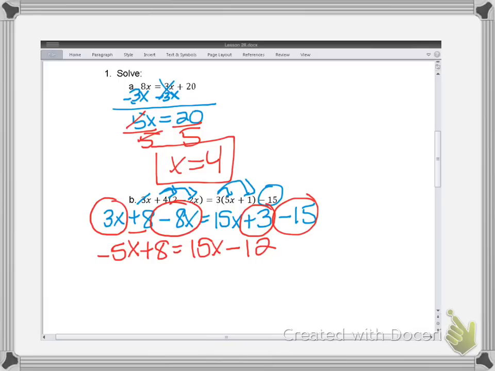Okay, the next step is to try to bring all of the variable terms to one side. So we want to use inverse operations now. And I would say the easiest thing to move is going to be this negative 5x because the inverse of that is plus 5x. And it's always easier to add than subtract. So we'll add 5x to each side. And we'll get 8 equals 20x minus 12.